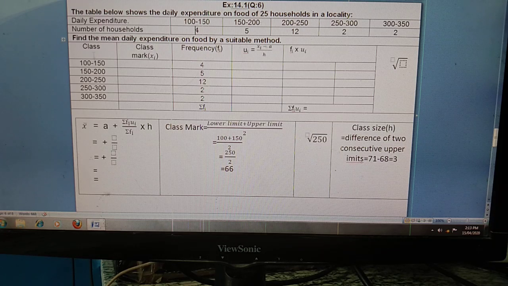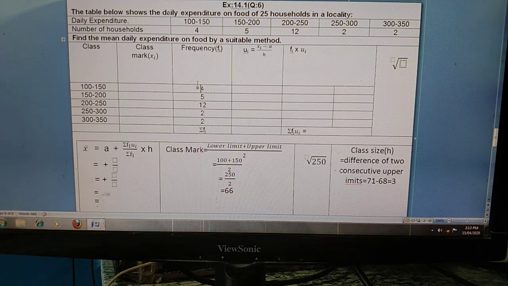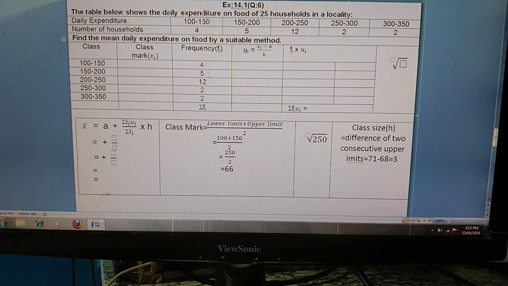Let us solve. So daily expenditure, that means the first row will be our class, the second row will be our frequency. That I have already written. Now add all these frequencies. If I add all these frequencies, it will be 25. Now let us move to the second column.